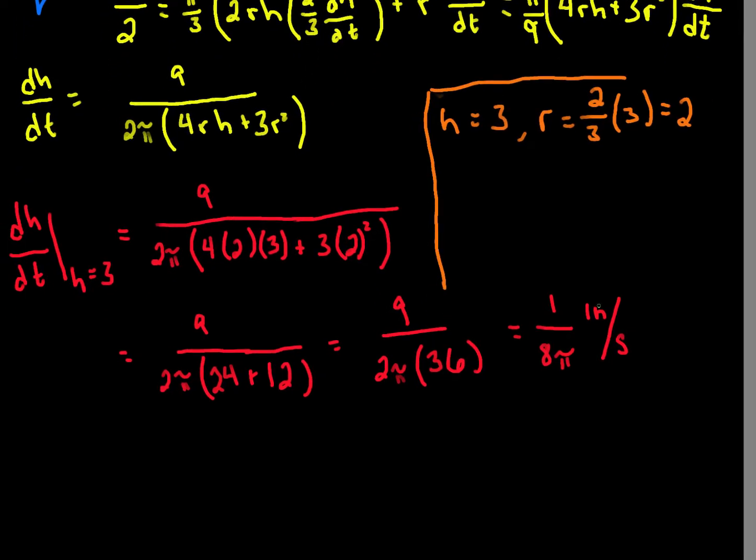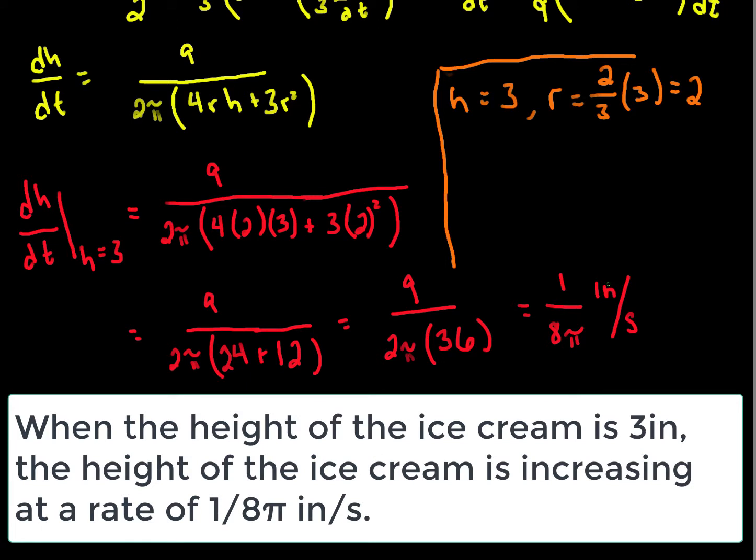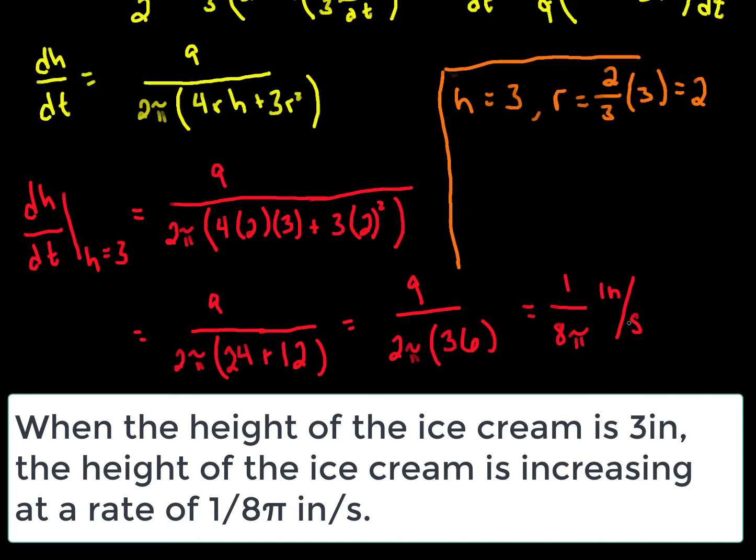So I would write something like, when the height of the ice cream is 3 inches, the height is changing at a rate of 1 over 8 pi inches per second. And that would be my solution.